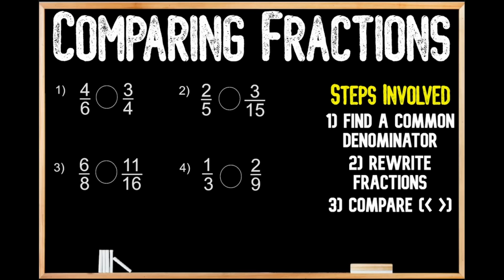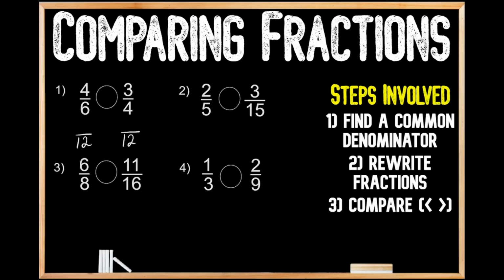So in question number 1, we're being asked to compare 4/6 and 3/4. And we know that our first step is going to be to find a common denominator because we have two different denominators here. And we know that a common multiple for both 6 and 4 is 12. So we're going to have a new denominator of 12.